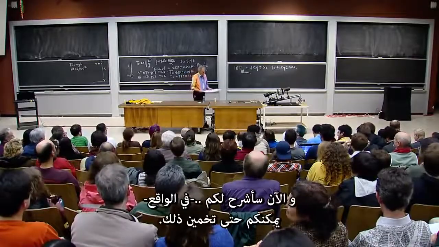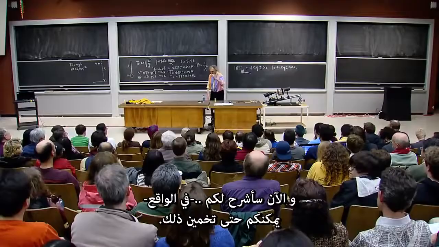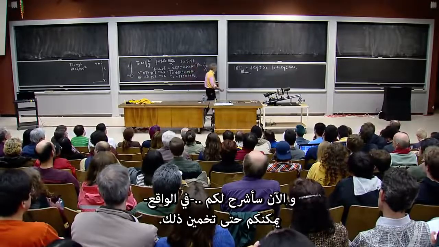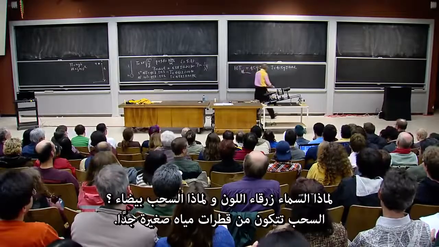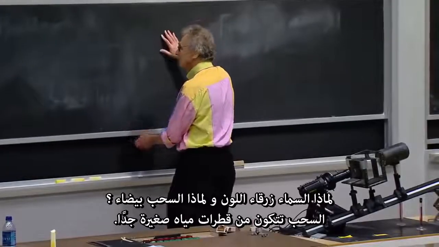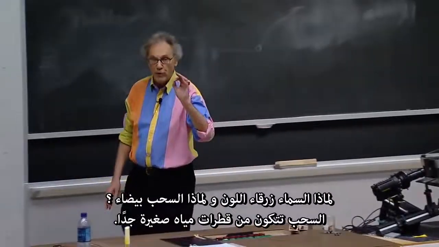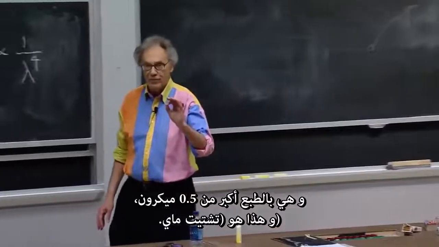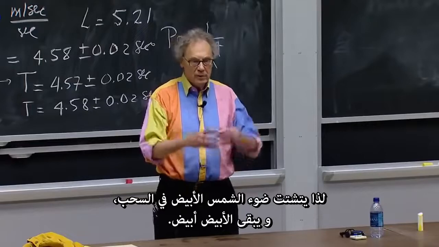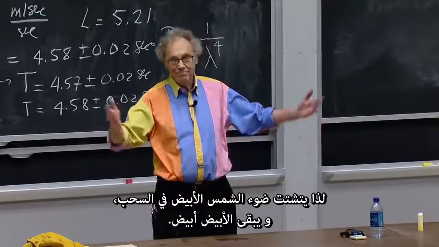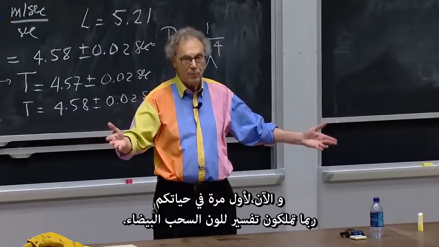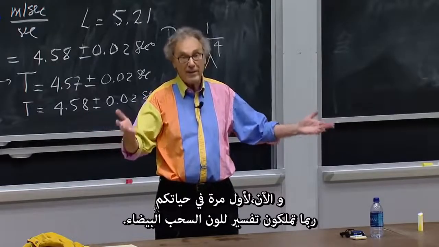I'm now going to explain to you, in fact, you could probably guess that, why the sky is blue and why clouds are white. Clouds consist of very small water drops, surely larger than half a micron, which is Mie-scattering. So the white light of the sun, scattered off the cloud, white remains white. So you now, for the first time in your life, may have an explanation why clouds are white.